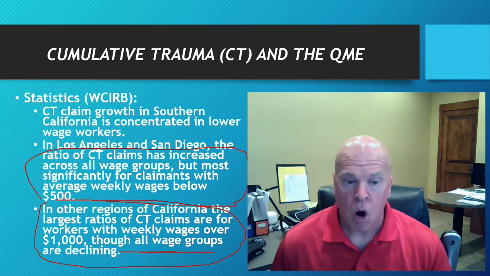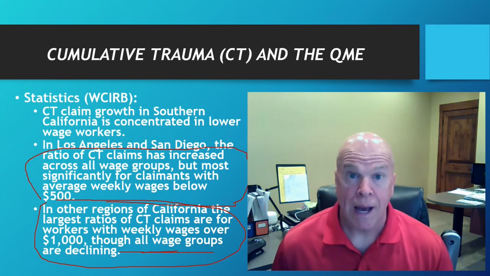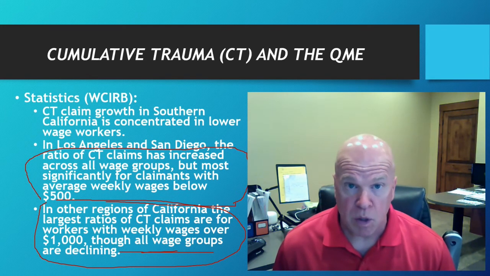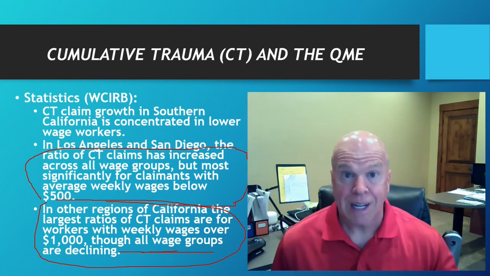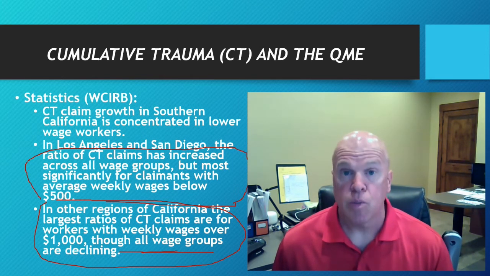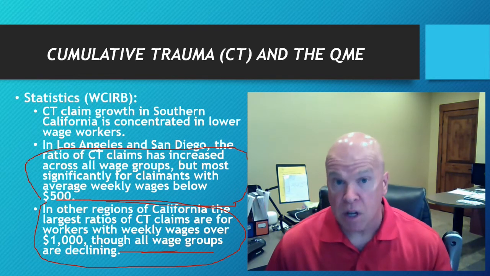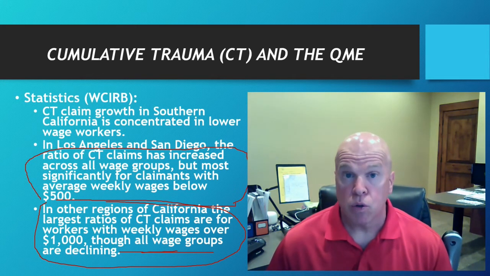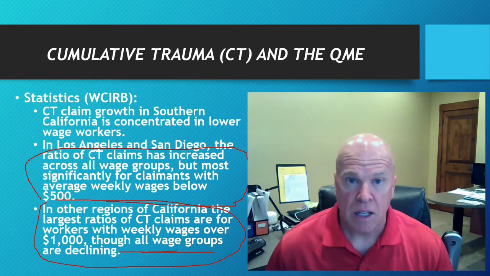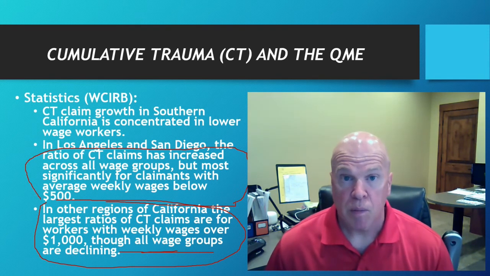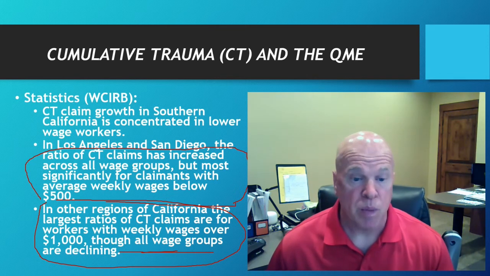But again, for all wage groups outside of Los Angeles and San Diego counties, the rate of filing of cumulative trauma injury claims is declining. So your cumulative trauma business and your cumulative trauma evaluations outside of Los Angeles and San Diego County are going to be diminishing. And when you do get a case, it's likely that you're going to be dealing with a white collar worker outside of the blue collar industries of manufacturing and or hospitality.